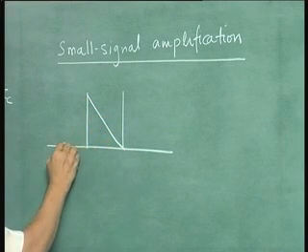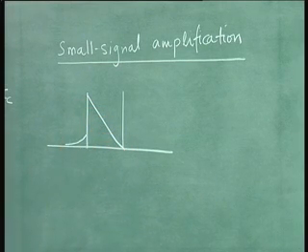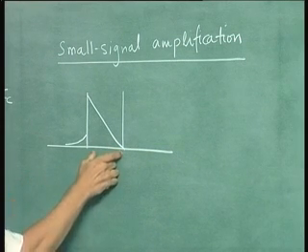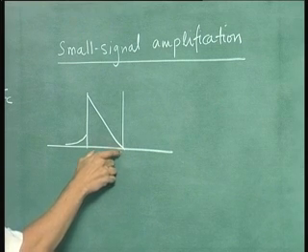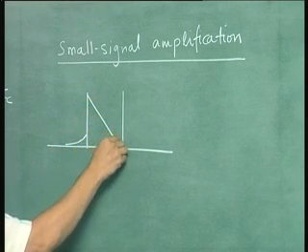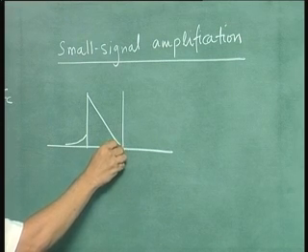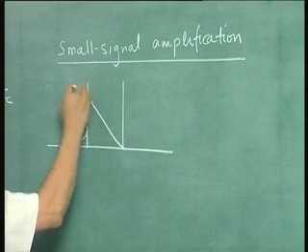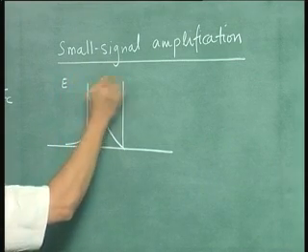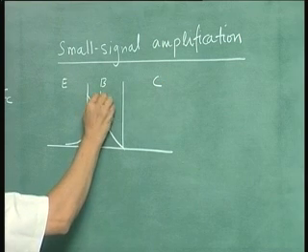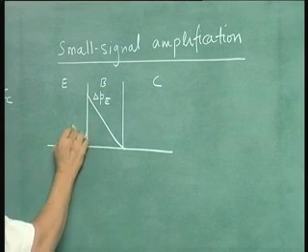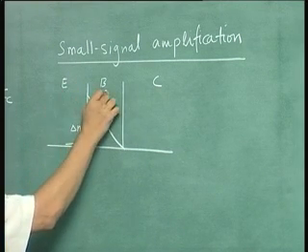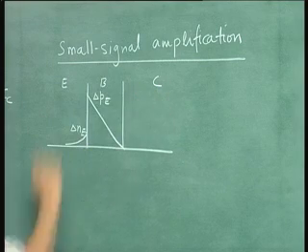So we are assuming that the base width is very small as compared to the diffusion length LB. So this distribution is almost a straight line, as we have pointed out in the previous lecture. And this distribution is exponential. So this is emitter, this is base, and this is collector. This is delta PE, and this is delta NE. This is P-type region, this is N-type region, and this is again P-type region.